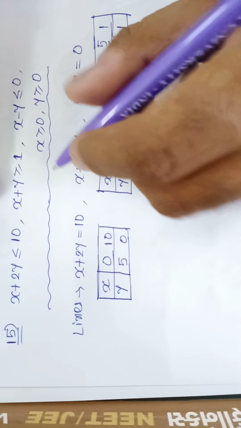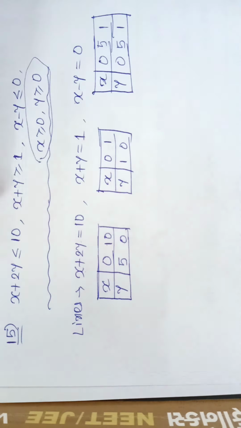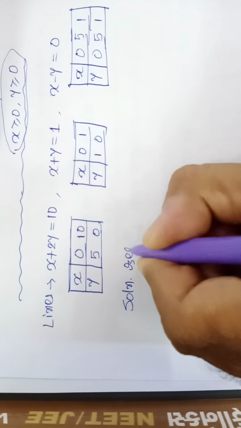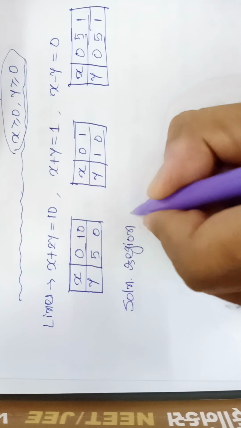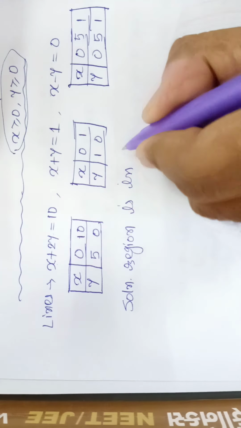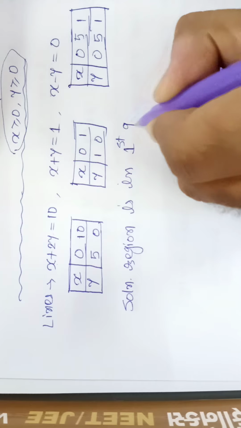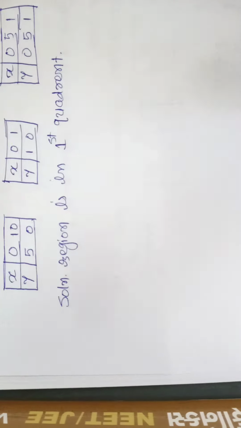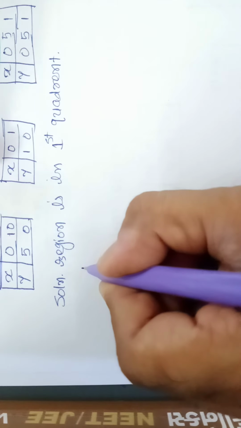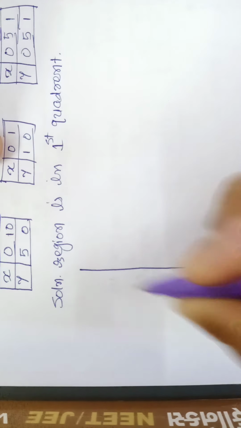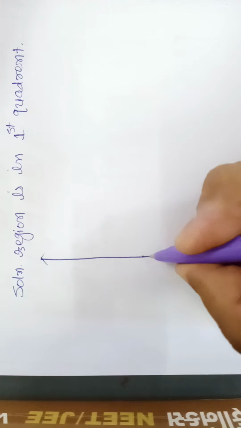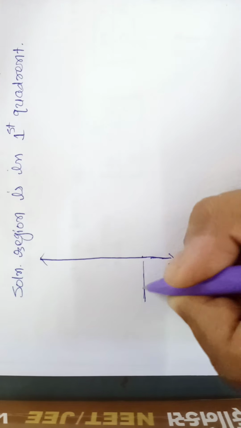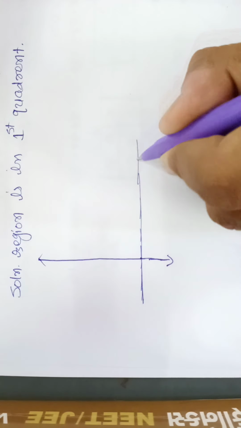The solution region is in the first quadrant thanks to these two inequalities. Solution region is in the first quadrant. And now let us see what happened here with the graph. We are just trying to find the solution region in the first quadrant.